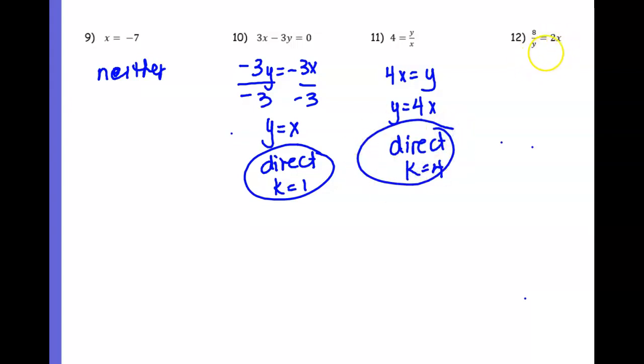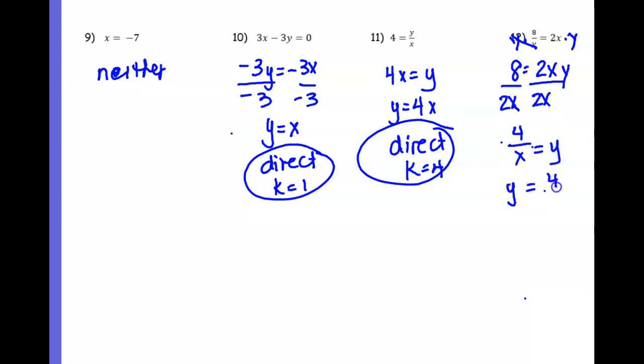All right, to solve for your y here, let's start out and multiply both sides by y. So that would be 8 is equal to 2xy. Okay, and then we're going to divide both sides by 2x. So 8 divided by 2x would be 4 over x would be equal to y, or y is equal to 4 divided by x. So that would be an inverse, and your k would be equal to 4.